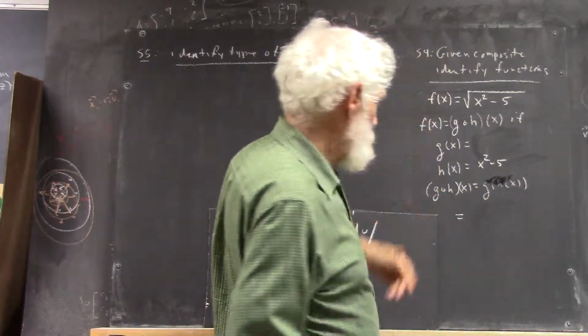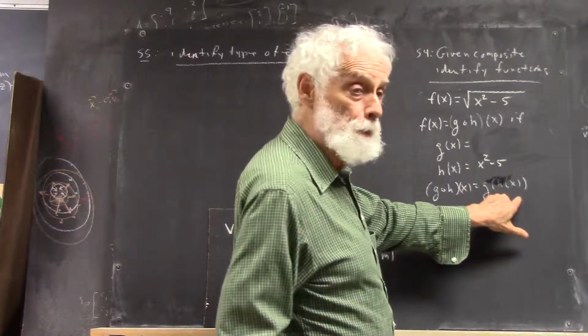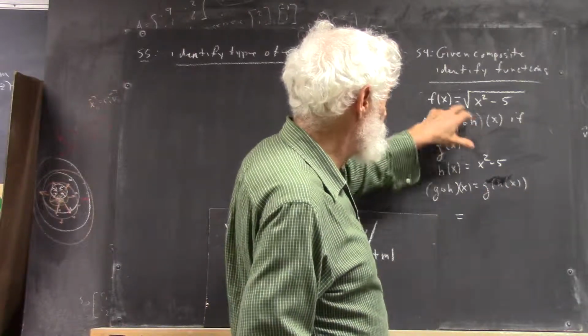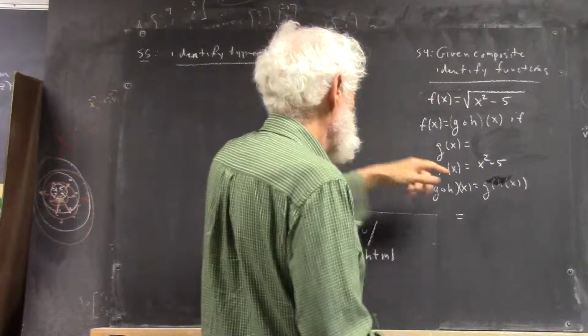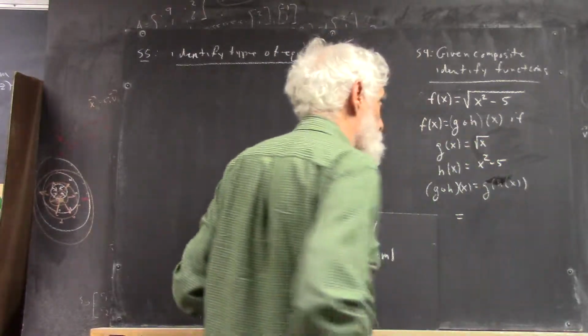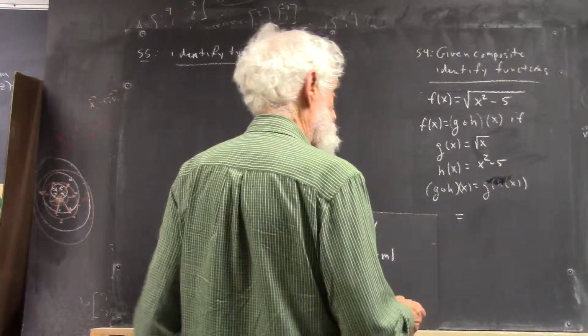Now, what's your g of x? Well, h of x is going to be x squared minus 5. If you apply g to that function, you should get the square root of x squared minus 5. Well, so if g of x is the square root function, that's going to do it. Now let's just check it out and make sure that it really is so.